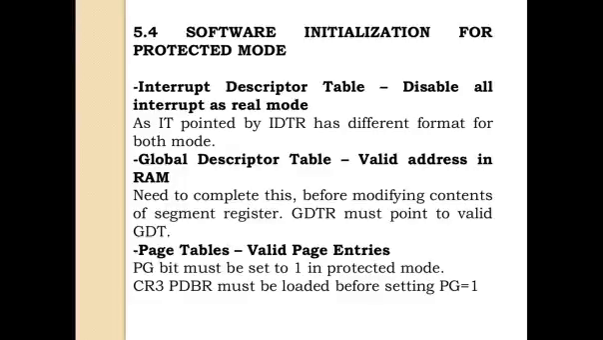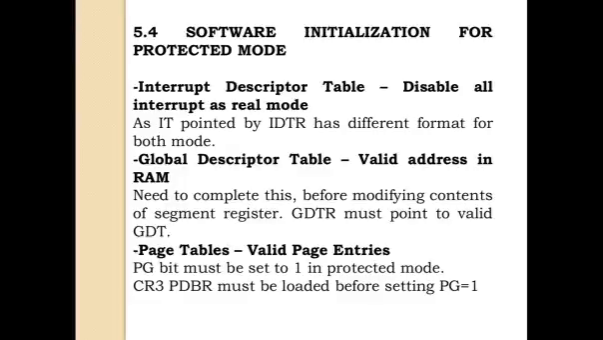Third, the page table. It should have valid page entries. All the pages in the page table must be valid and accessible in protected mode. If any page is not accessible, it should be removed. The PG bit must be set to 1 in protected mode, that is, paging is enabled. As we are using paging in protected mode, the PG bit, the last bit in control register 0, is set to 1.